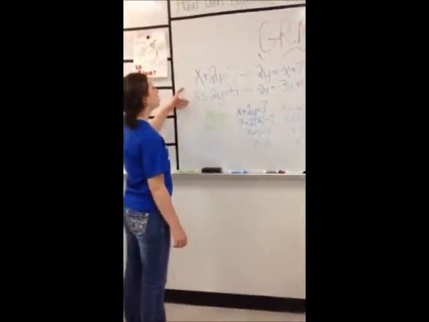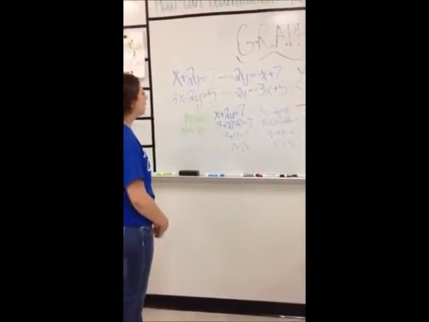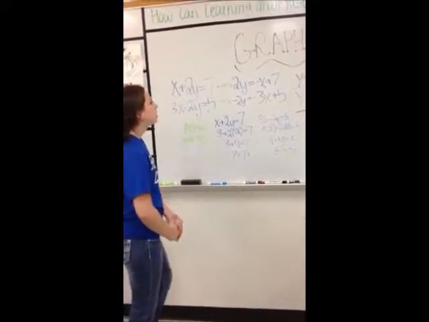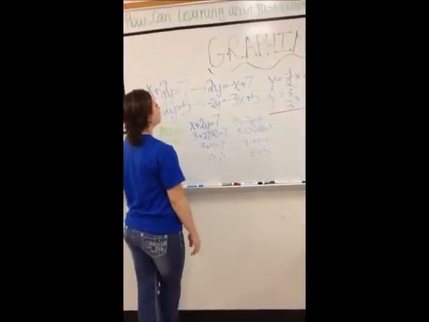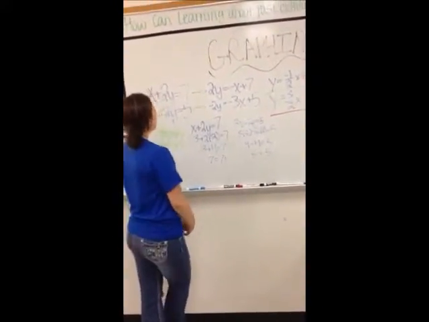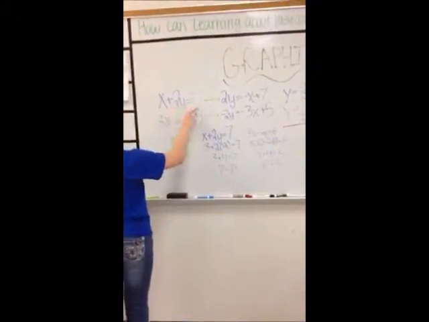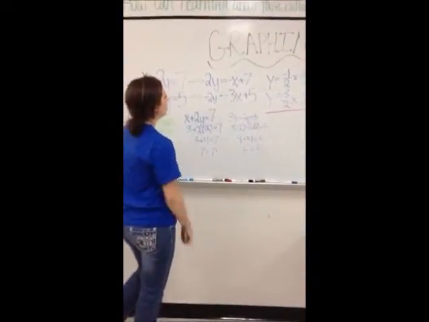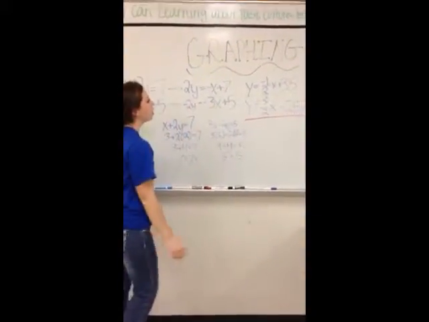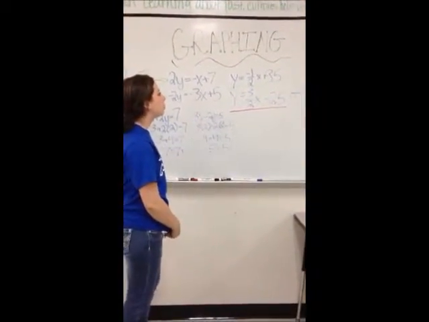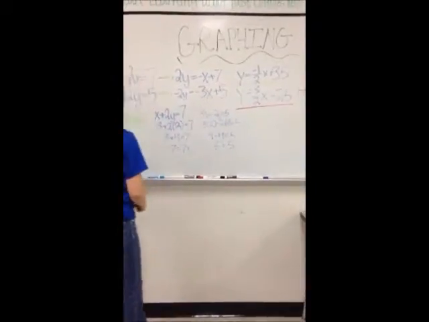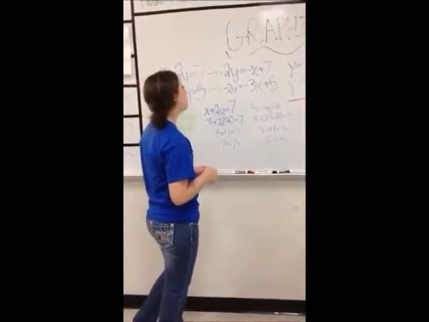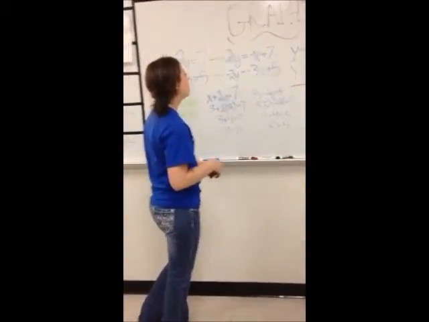You have 2 equations. The first one is x plus 2y equals 7. Second one is 3x minus 2y equals 5. To make a graph, you have to find them in slope-intercept form. To do that, you subtract x from each side, and then you get 2y equals negative x plus 7. Then you divide by 2 on everything, and you get y equals negative 1/2 x plus 3.5.